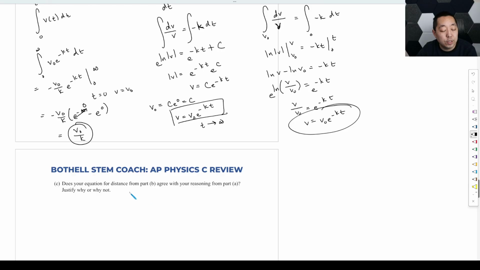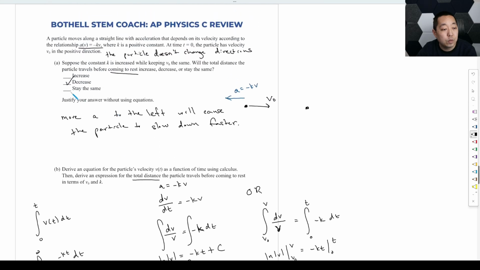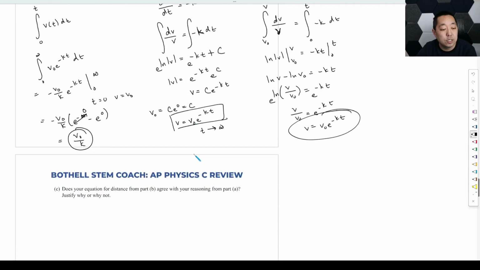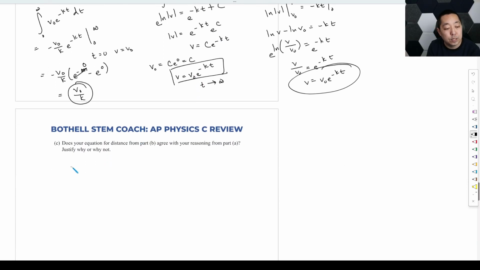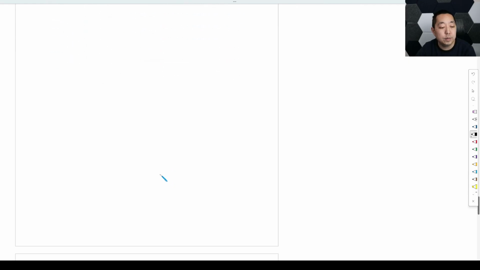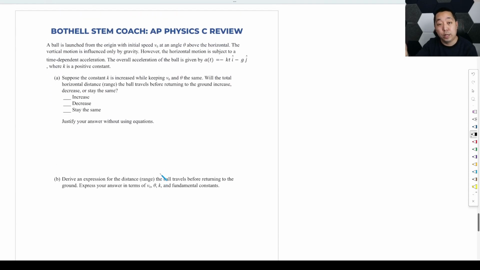Does your equation for distance from part B agree with your reasoning for part A? Justify why or why not. So we said as k increases, the distance is going to decrease, which is what we said. So we say, yes, it agrees. Agrees because as k increases, v0 over k will decrease. Okay. All right. Let's do a two-dimensional one now.